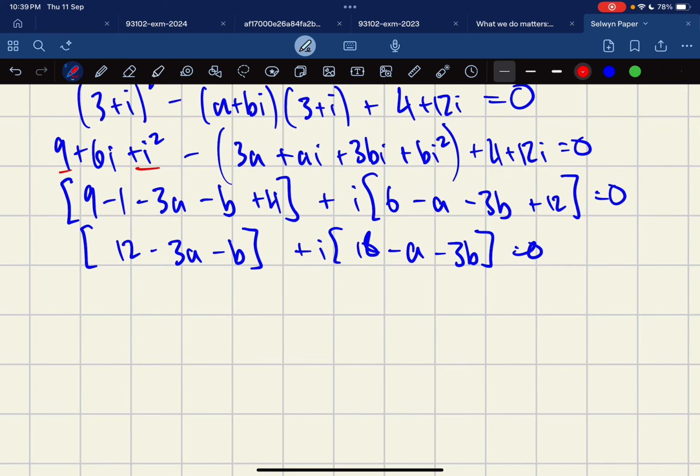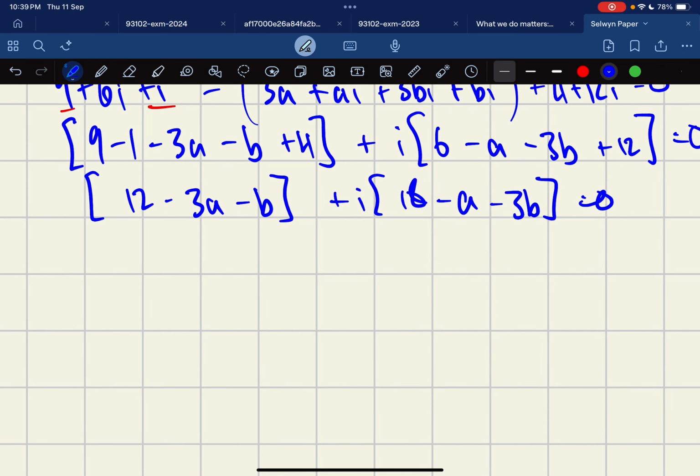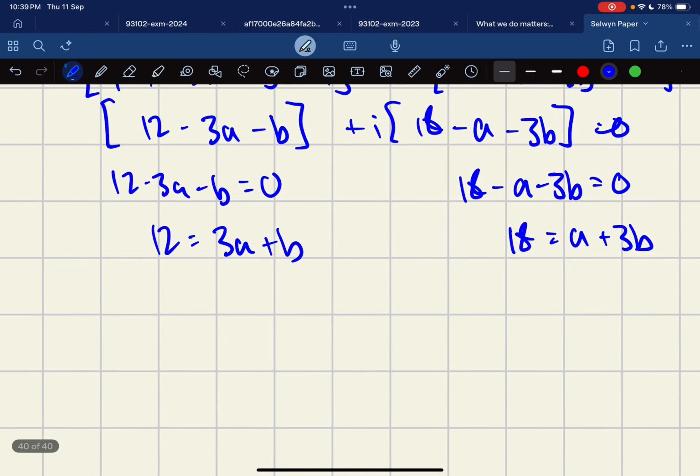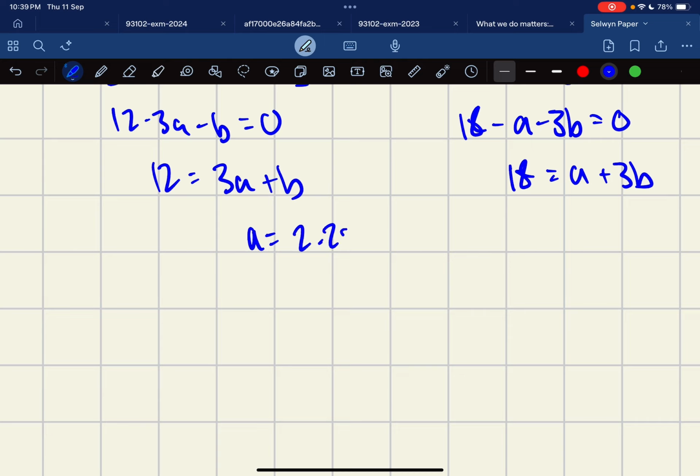And you can see that the real part and the imaginary part both need to equal 0 in order to make this equation true. So 12 minus 3a minus b equals 0, or in other words, 12 equals 3a plus b. And then 18 minus a minus 3b equals 0, or 18 equals a plus 3b. So then let's just solve this using our calculator. So go into equations, two unknowns, your coefficients are 3, 1, 12, 1, 3, and then 18. And you get here that a is equal to 2.25 and b is equal to 5.25.